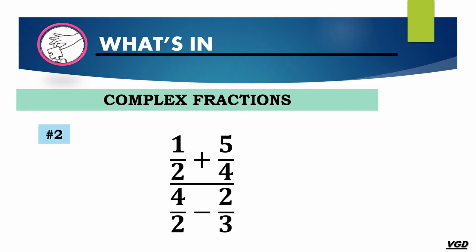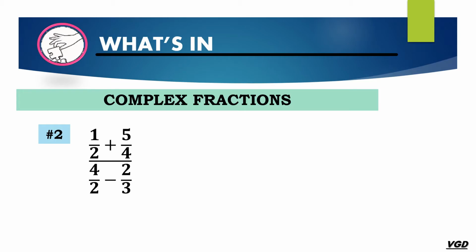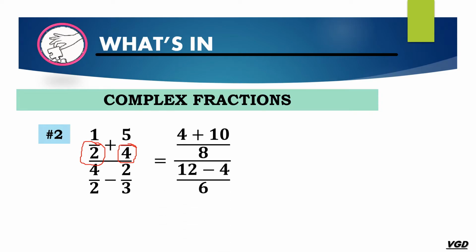Now let's proceed to number 2. We have here 1/2 plus 5/4 divided by 4 over 2 minus 2 over 3. Following the steps in number 1, you have to evaluate first our numerator and then the denominator. So let's have first our numerator. Get the multiples of the denominators of the fractions in the numerator, 2 and 4. And the least common multiple is equal to 8.